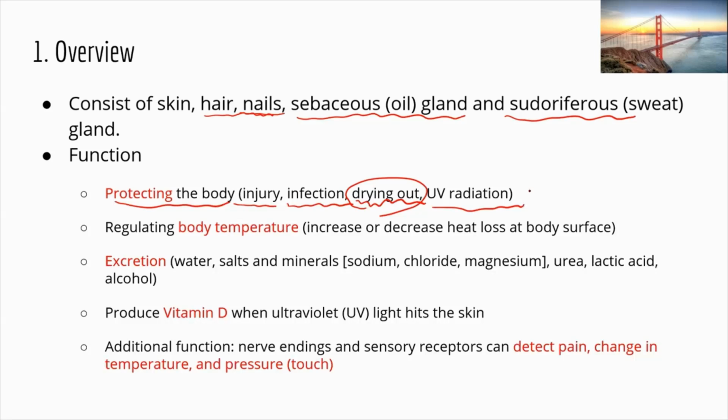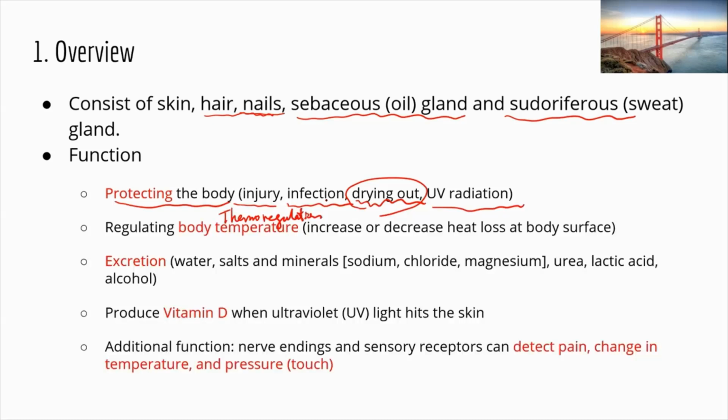The second main function, a very important function, is body temperature regulation, or we call it thermal regulation. Okay, thermal regulation. So that's achieved by two structures. Again, we'll provide a table for you to learn how that works.